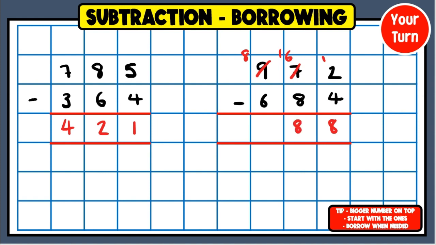And then finally, in the next column, we've got 8 on the top, which is bigger. 8 take away 6 is 2. So 288 is the answer there. All right, well done. So did you get that one right? I'm sure you did. Let's go to the last one now, our challenge.